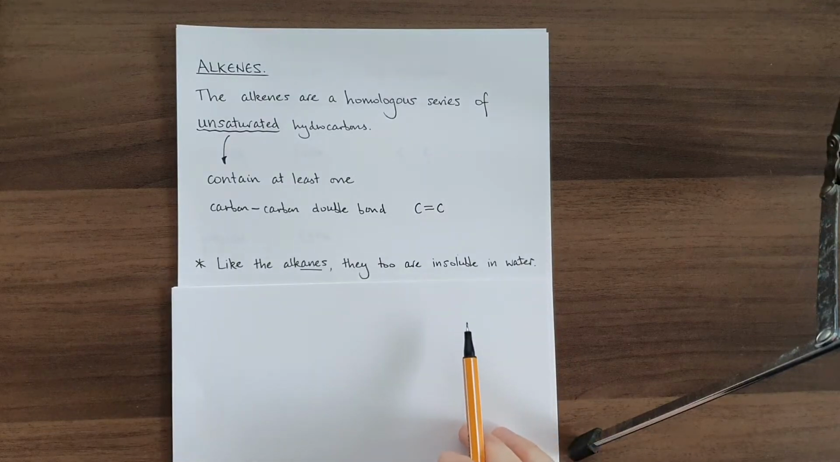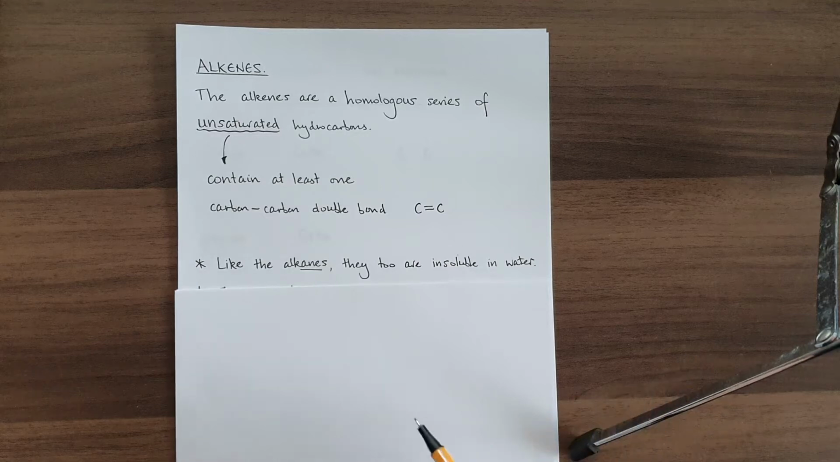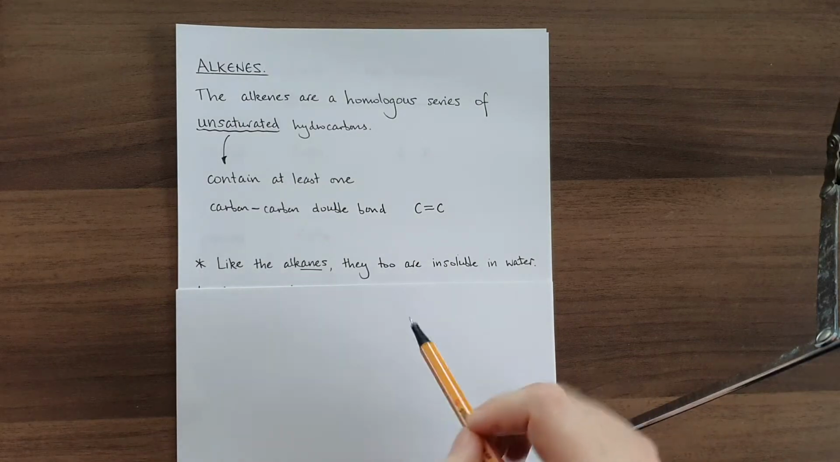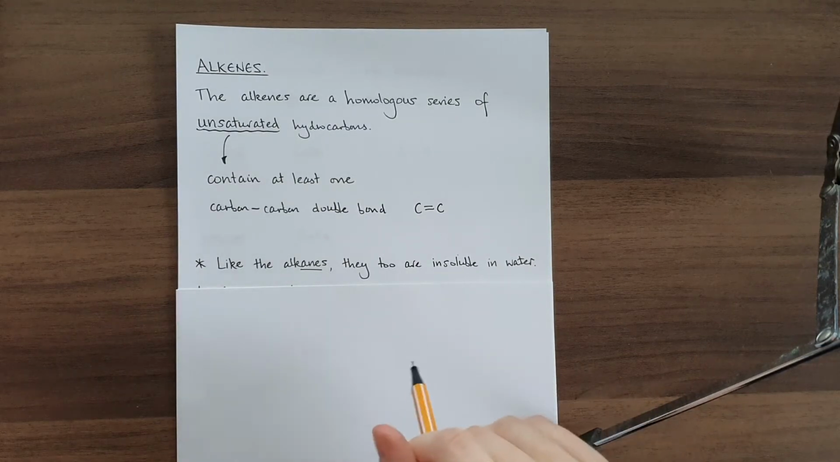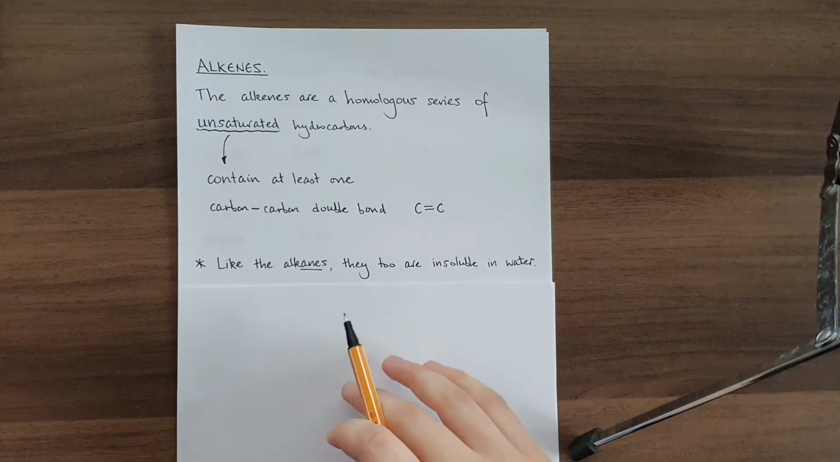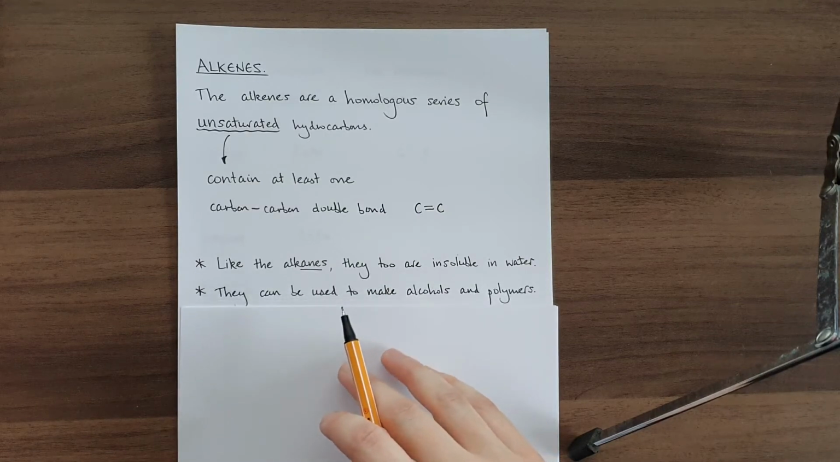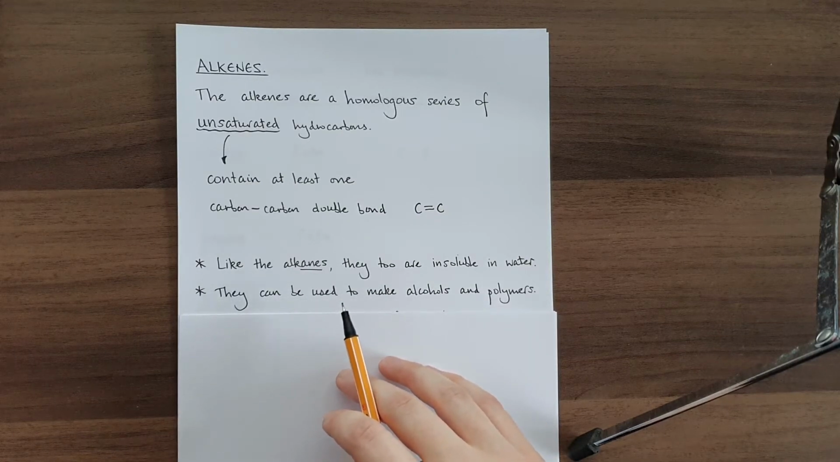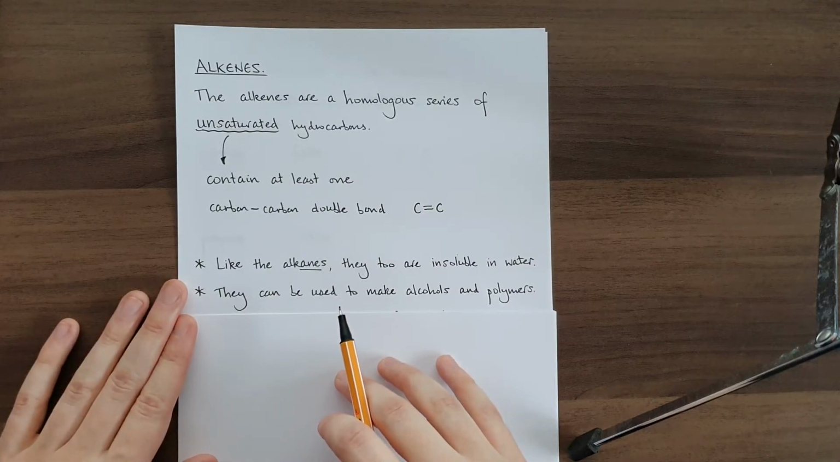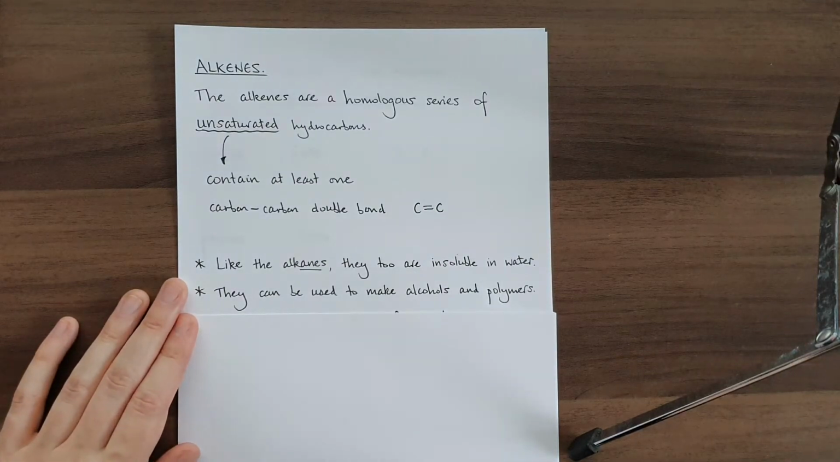Okay, so a few properties then of alkenes. Like the alkanes, they're also insoluble in water, so we can't dissolve them in water. That's a physical property that links them together. As well as that, they're a bit more useful than the alkanes, because all we could really do with the alkanes was burn them as a fuel and get energy off of them, which of course is useful, but in terms of actually doing chemical reactions, that's not too diverse.